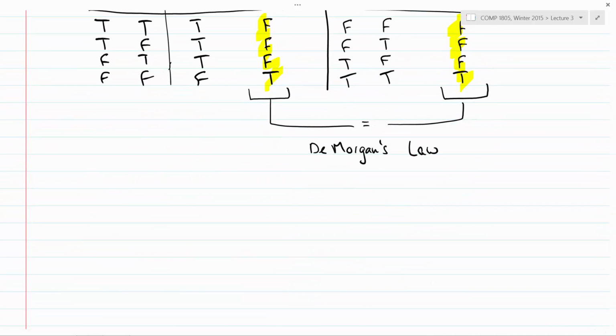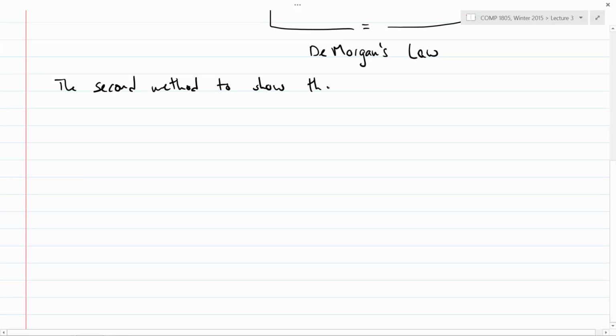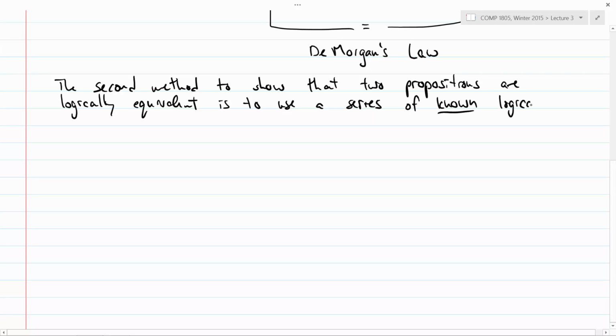All right. So now that we have that, let's talk a little bit about the other way of showing things are logically equivalent. So the second method to show that two propositions are logically equivalent is to use a series of known logical equivalences, so equivalences that we've already established, to go from one proposition to the other. So we want to use a series of known logical equivalences that we know to be true, and I'll give you those in a second. And what we want to do is to go from one proposition to the other.